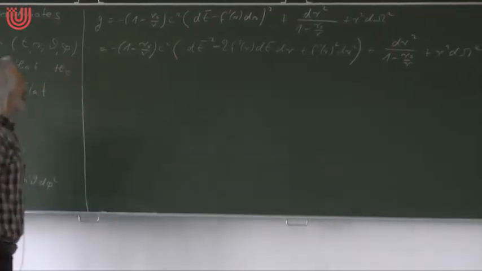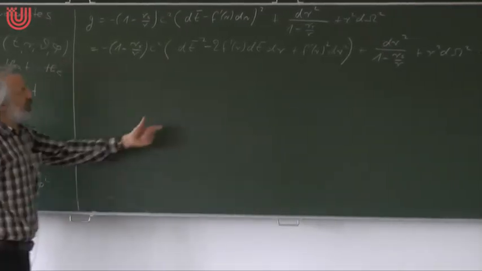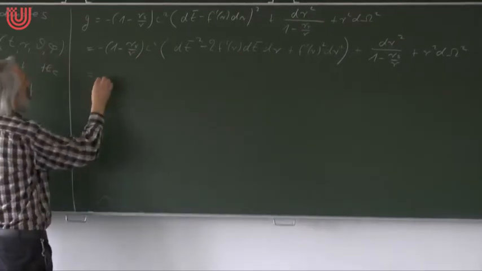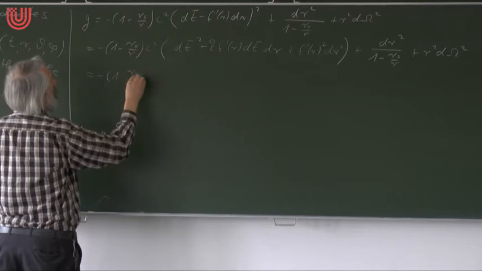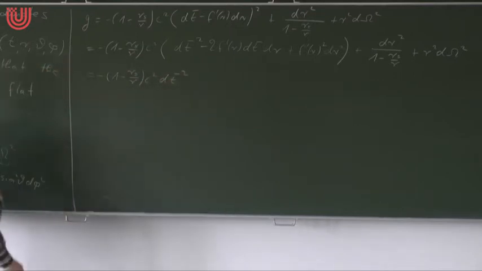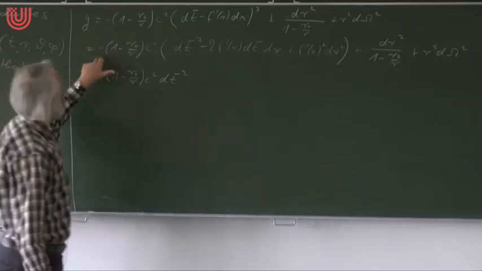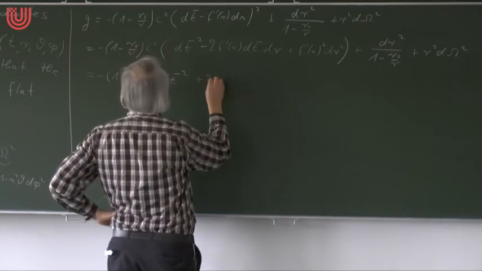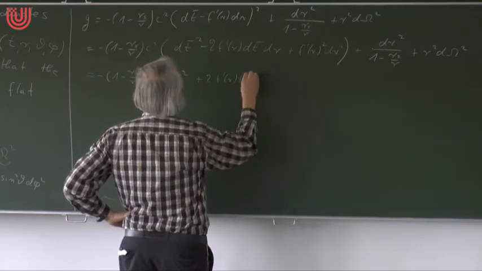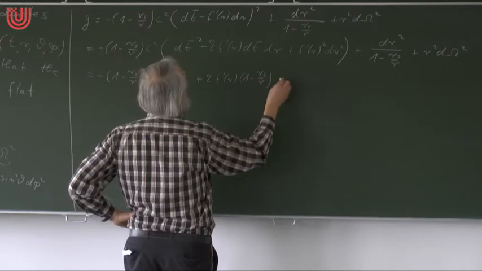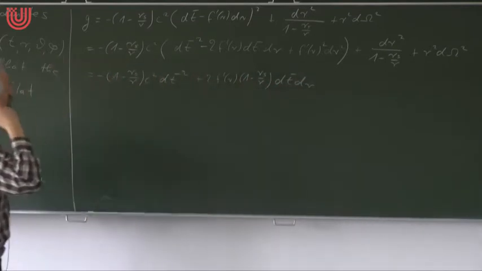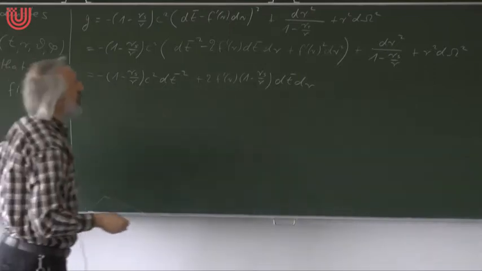So we see, well, the price we have to pay is we get a mixed term. And actually this is unavoidable if you want to find something which is spatially flat. So we get a dt squared term, and then we get a mixed term. We have 2 times the minus sign. So it's plus 2 times f prime 1 minus Rs over R dt bar dr, and then we have 2 terms with dr squared.